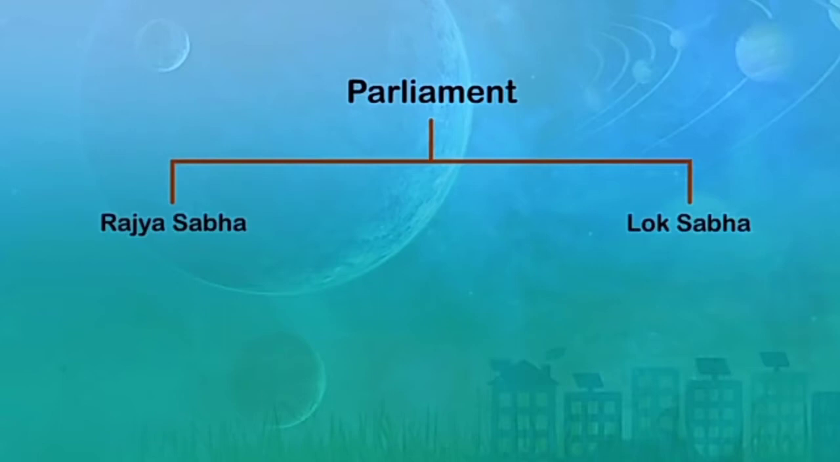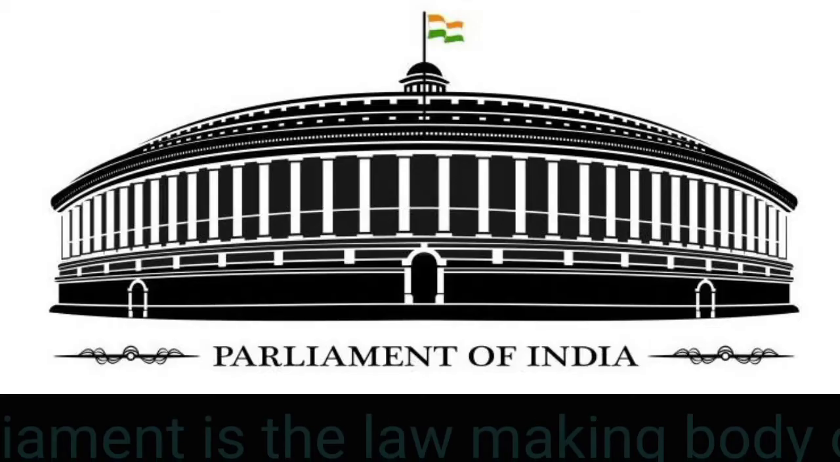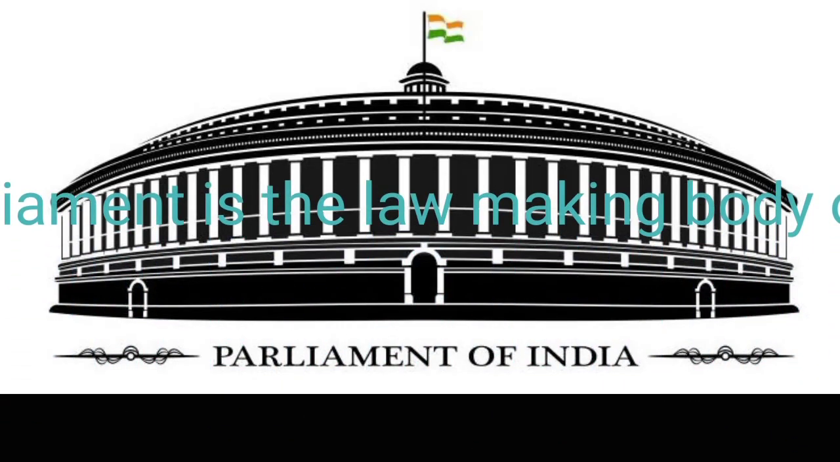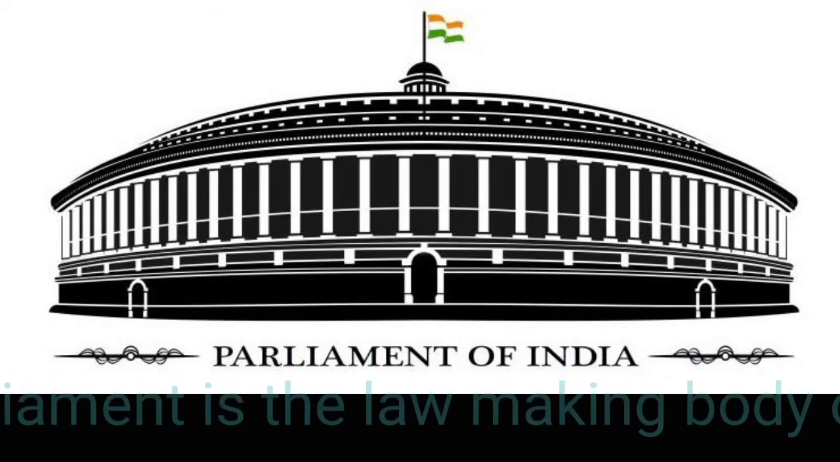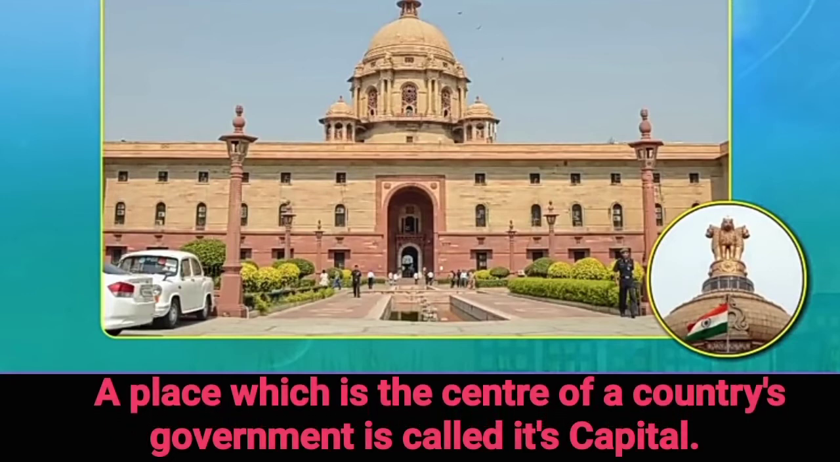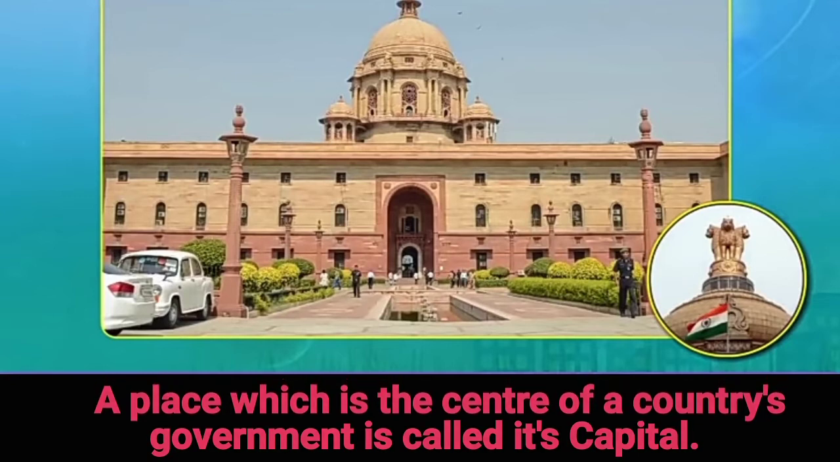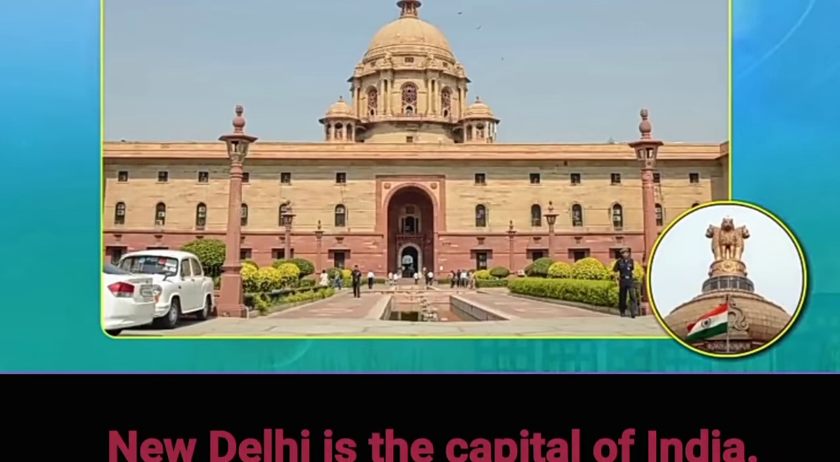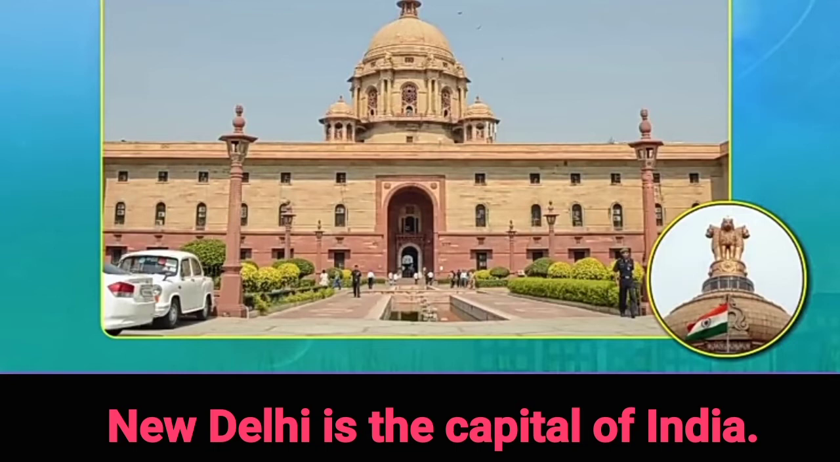Our parliament has two houses, Lok Sabha and Rajya Sabha. The parliament is the law-making body of India. A place which is the center of a country's government is called its capital. New Delhi is the capital of India.